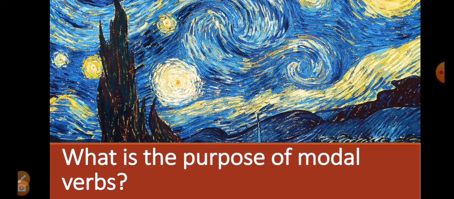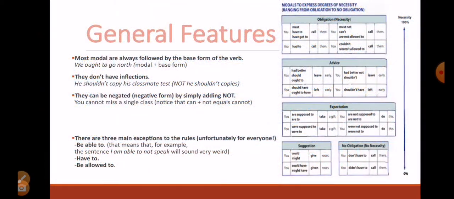Now, what is the purpose of modal verbs, if you ask me this question? Well, most modal verbs are always followed by the base form of the verb. It means the main verb without adding anything to the verb. For example, we ought to go north. It's the modal ought to plus the infinitive, the base form go.